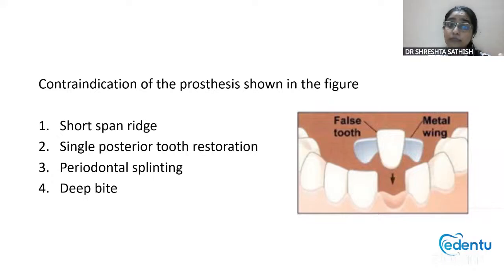For periodontal splinting, the wings can act as a splint for your adjacent periodontally weak tooth. Imagine you have a periodontally weak tooth and you cannot do an FPD in that situation. So this is a much more economically better option. But this cannot be given in case of a deep bite. Why? Because in case of a deep bite, there is always a chance that this will get dislodged every now and then because of excessive force on the tooth, and it will keep getting dislodged from the position.